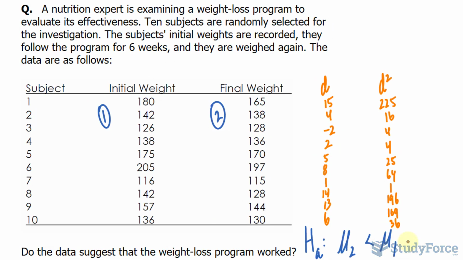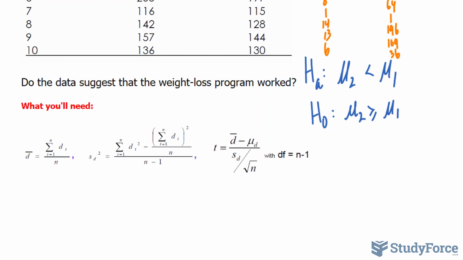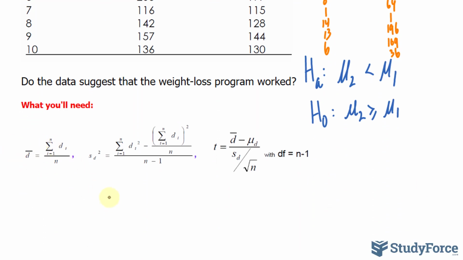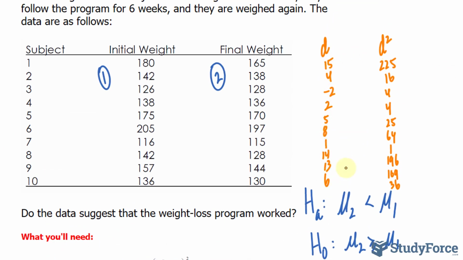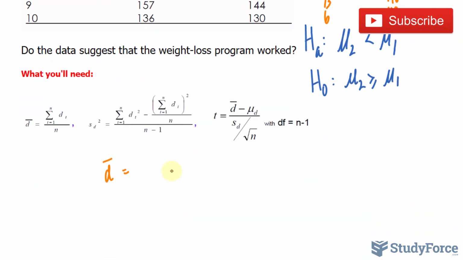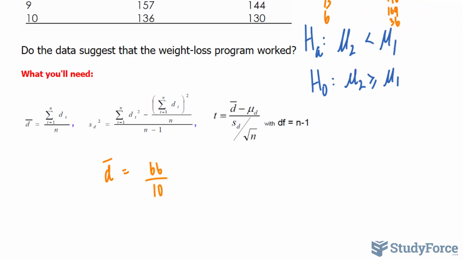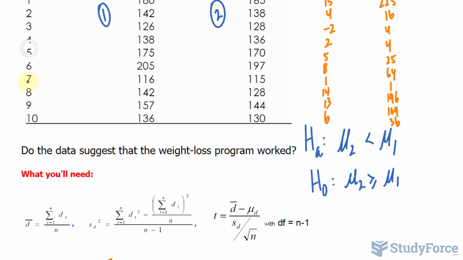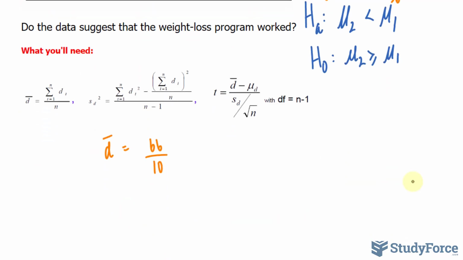Perfect. So let's take a look at these formulas again. If we want to calculate the average of the differences, denoted as d bar, we have to sum up all of these numbers in this column. And if we sum them up, you should get 66. Of course, you can use a calculator or do it by hand. You'll end up with 66 over, there are 10 subjects, counted 1 through 10, and that's our n value. Dividing this out, it's 6.6.